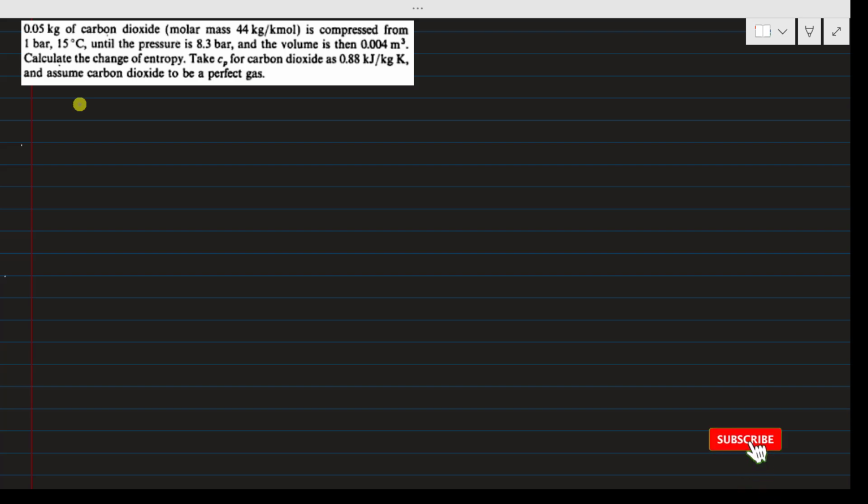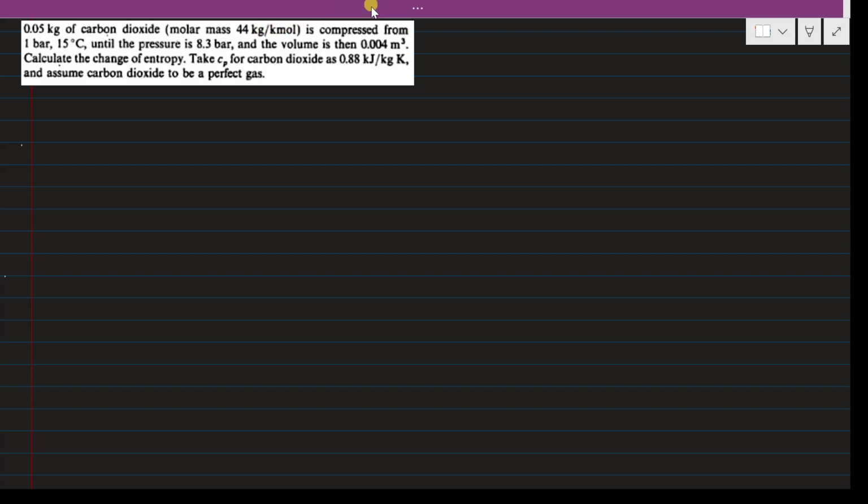Example 4.9 from the book Applied Thermodynamics, McConaughey and Stop. Here is the statement: 0.05 kg of carbon dioxide, molar mass 44 kg per kilomole, is compressed from 1 bar, 15 centigrade until the pressure is 8.3 bar and the volume is then 0.004 meter cube. Calculate the change of entropy.